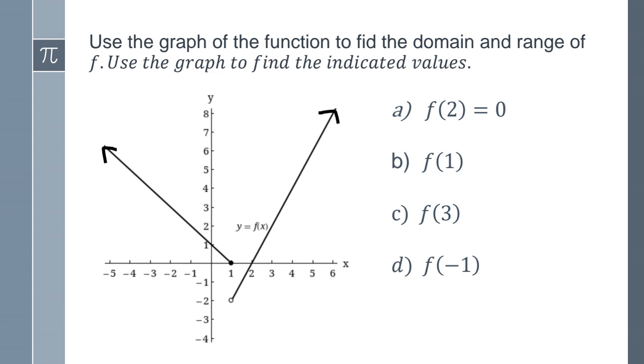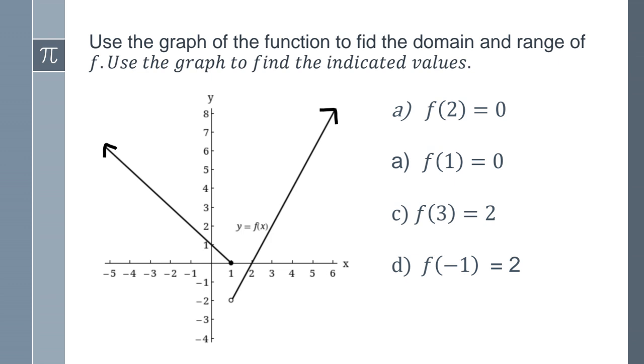And then f of 3 is right here. So if I go up, I check to see what my y value is, and that's going to be 2. And then f of -1, we go up. My y value is going to be 2. Okay. And we have another one here.